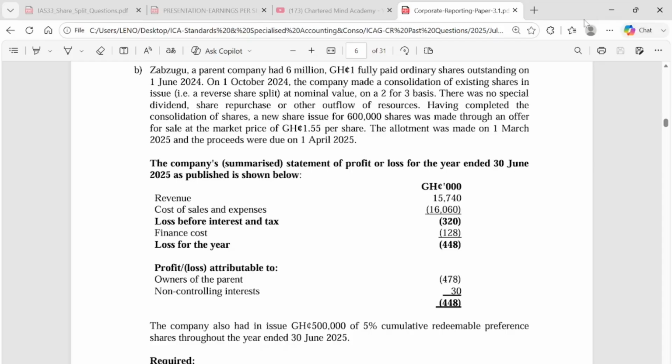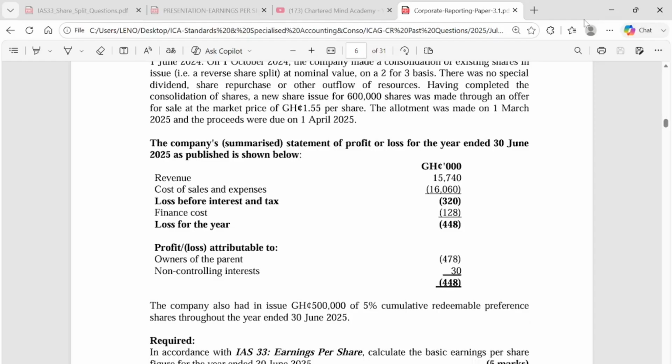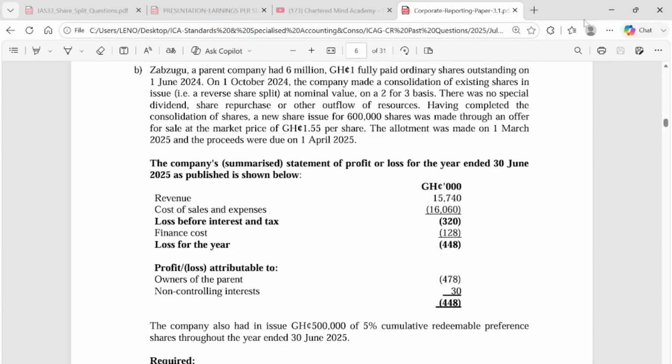Summary of financial statement as at June 2025. They had a loss of 448. The company also had in issue 500,000 of 5% cumulative redeemable preference shares throughout the year ended 30th June 2025. In accordance with IAS 33, Earnings per Share, calculate the basic earnings per share figure for the year ended 30th June. All right, so that is the question. Let us look at what we can do about this question.